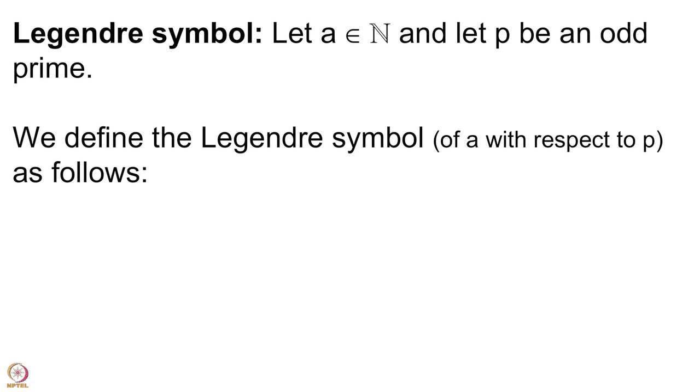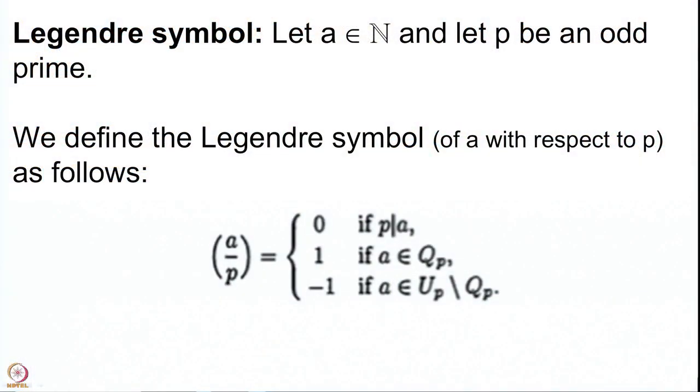Here n is the set of natural numbers, and we are starting with any odd prime P. Then we define the Legendre symbol of A with respect to P. So, given any odd prime we are going to define the Legendre symbol for any natural number A, and the formula is a complicated formula. Let us look at the formula once and we will then try to understand it in some detail. The Legendre symbol is 0 if P divides A.